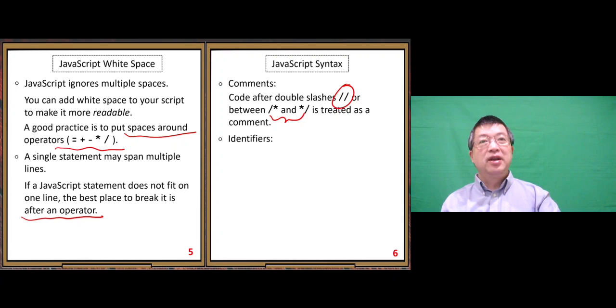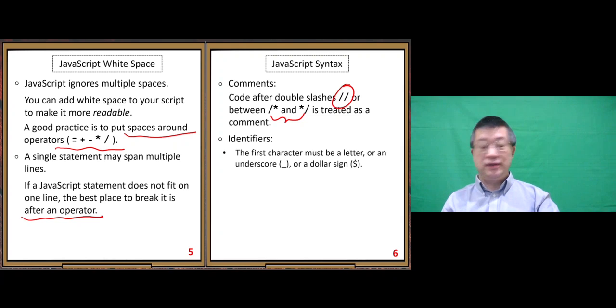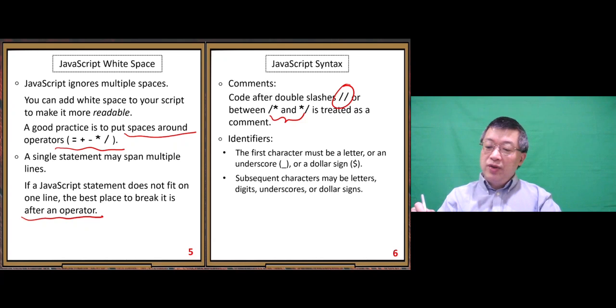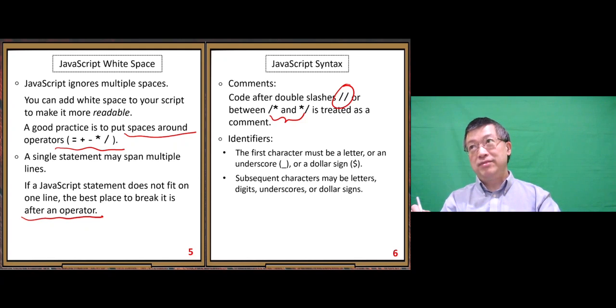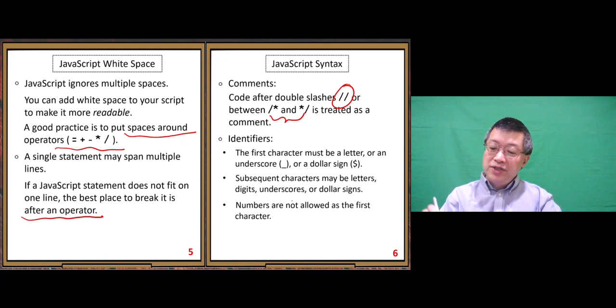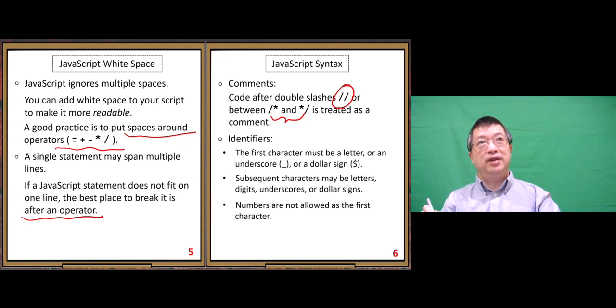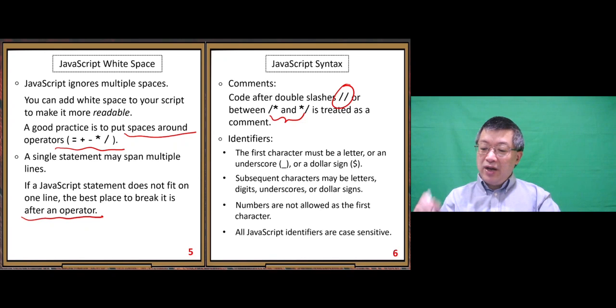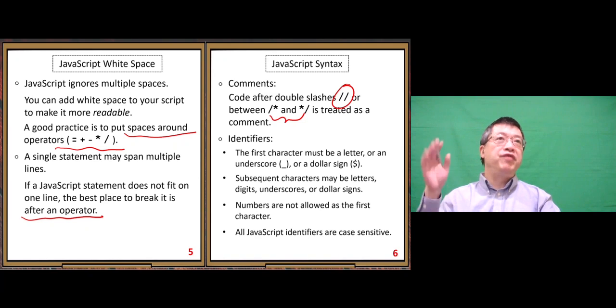Next, identifiers. They follow the same rules as Java. Look at these rules. The first character must be a letter, underscore, or a dollar sign, the same as the Java way. Subsequent characters may be letters, digits, underscores, and the dollar sign. Numbers are not allowed as the first character. All JavaScript identifiers are case sensitive. Nothing new; for us, it is very natural. All right, so let me finish this video.